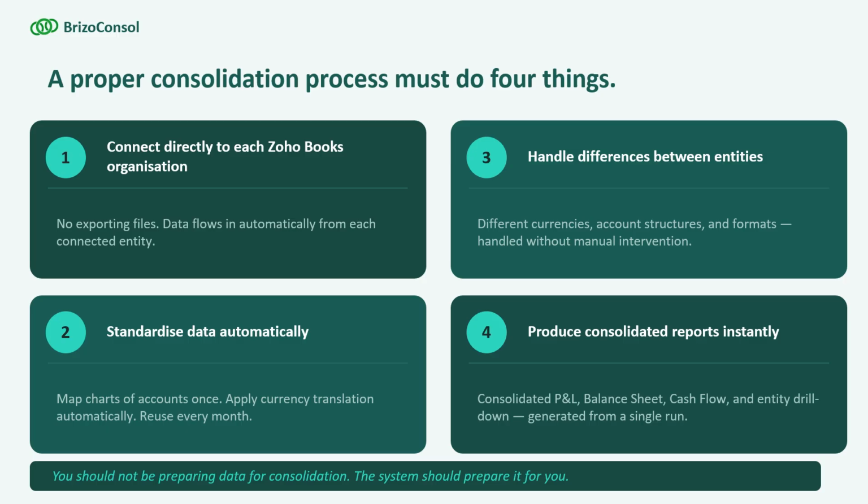Let's reset expectations. A proper consolidation process should look like this. First, it connects directly to each Zoho Books organization. No exporting files. Second, it standardizes data automatically. You map the chart of accounts once, and that mapping is reused every month. Third, it handles the differences between entities, different currencies, different account structures, different reporting formats.